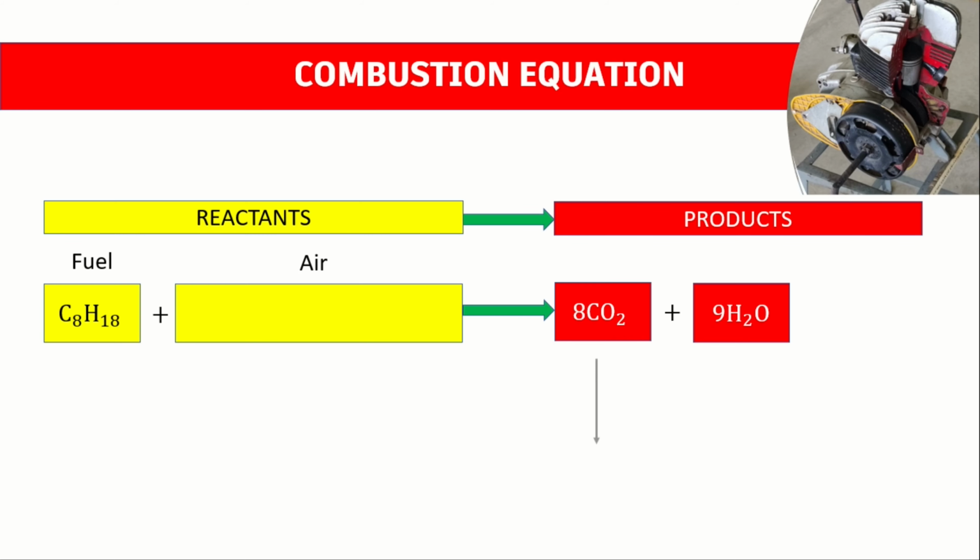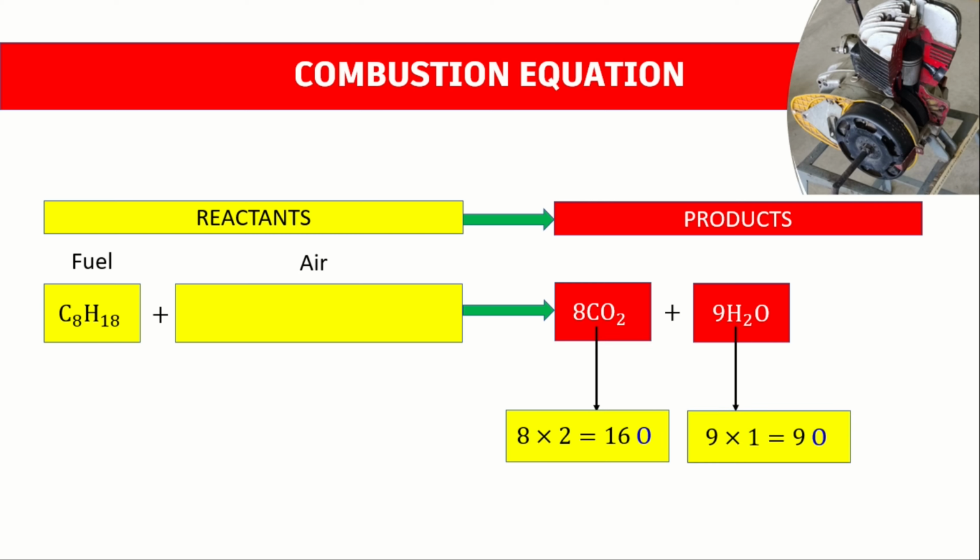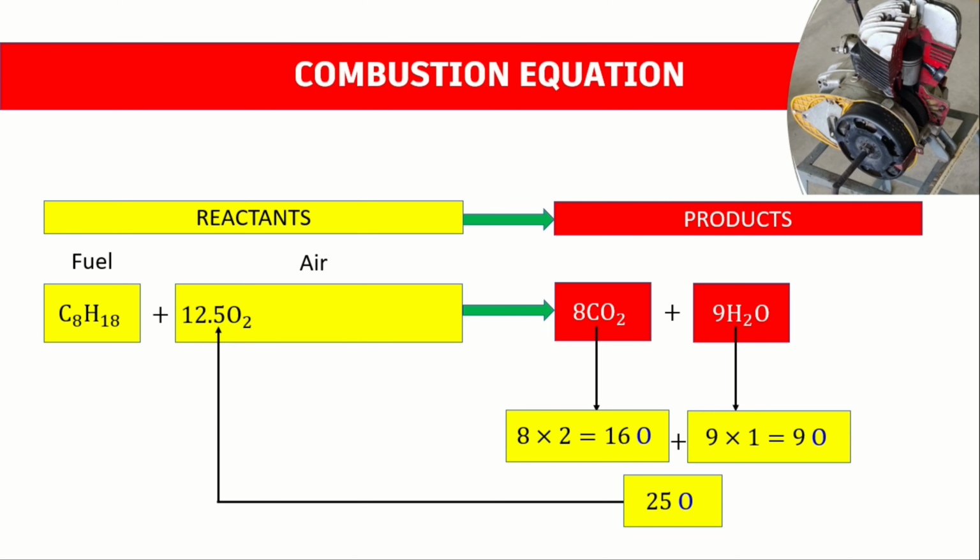Now in 8CO2, how many oxygen atoms are there? We have 8 into 2, 16 O. Similarly, in 9H2O, we have 9 into 1 equal to 9 O. Totally 16 O plus 9 O is 25 O. So in the air, I must have 25 O. Because we are showing it in terms of oxygen molecules, we will show it as 12.5 O2. So 12.5 into 2 is 25. We are again balancing the moles here.